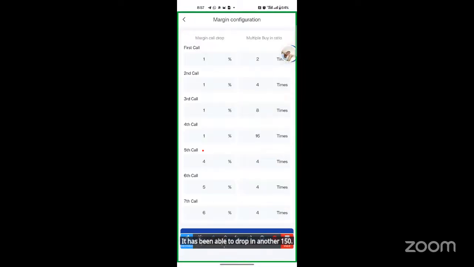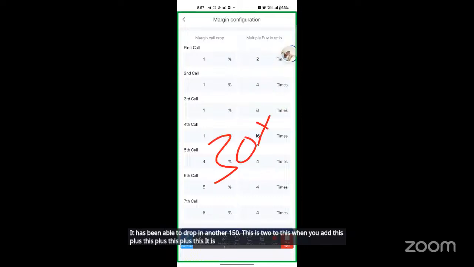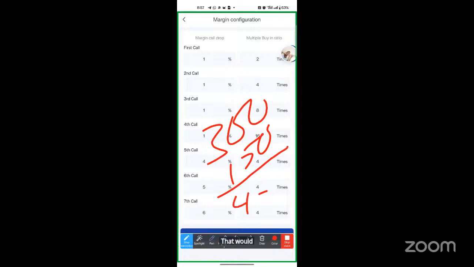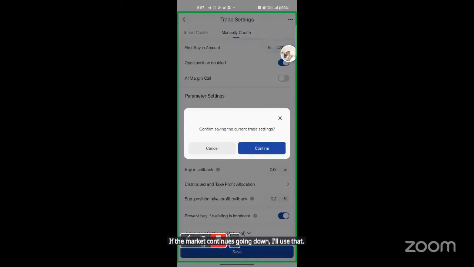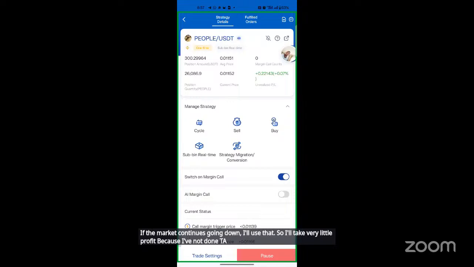This is 2. When you add this plus this plus this plus this, it is 30. So 30 times 5 is 150, meaning that would be 300 plus 150. That would be $450. I'll remain with $150. If the market continues going down, I'll use that. So I'll take very little profit because I've not done TA with TradingView.